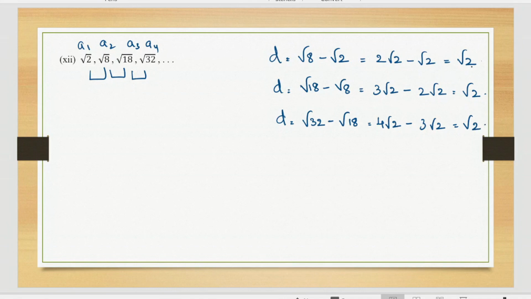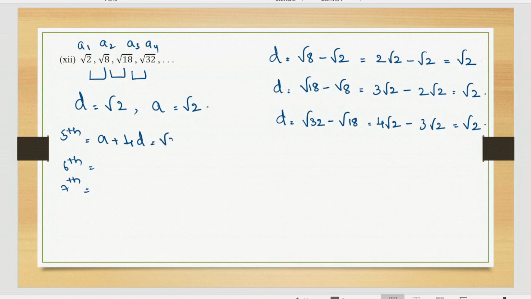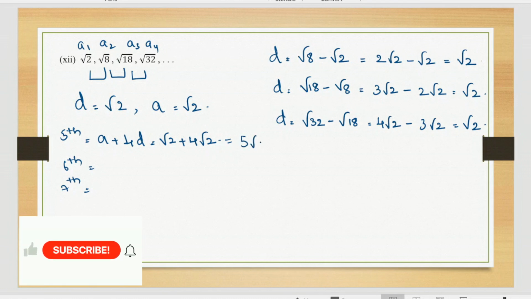So we can see that the common differences are the same between all the terms. So it is an AP with the common difference root 2 and a is equal to root 2. Clear? Now next we need to find the fifth term, sixth term and seventh term of the AP. So the fifth term is a plus 4d. You will get a is root 2 plus 4d is root 2. Root 2 plus 4 root 2 is 5 root 2.